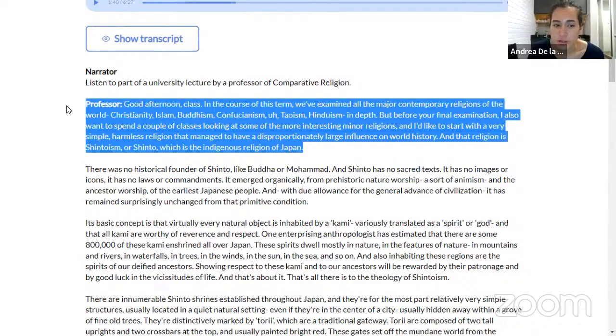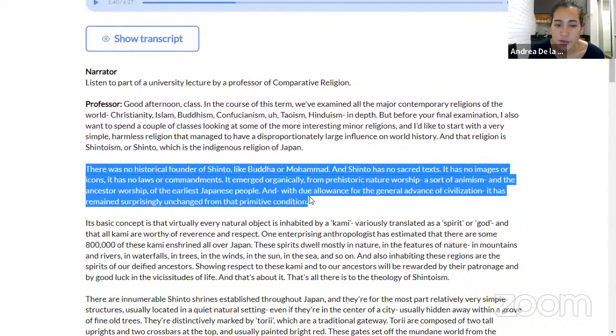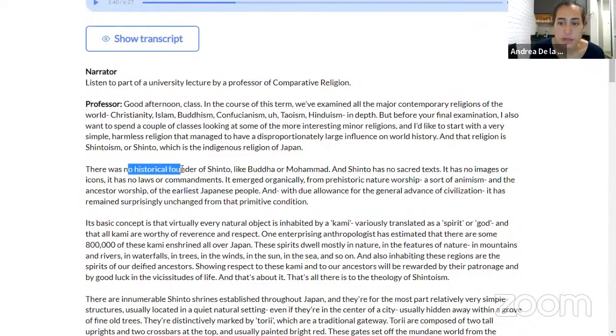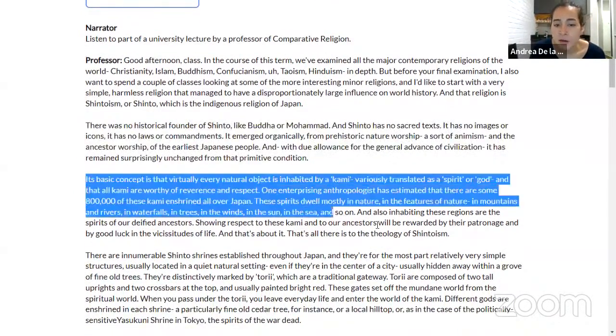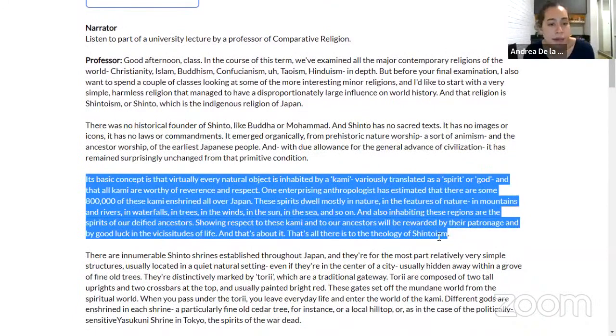This was the introduction. This isn't an introduction anymore. This is about the origin of the religion, right? The history of religion. This was about the origin of the religion. The third paragraph is about something else entirely. What is it about?